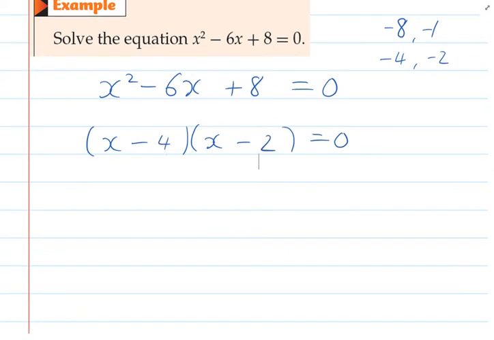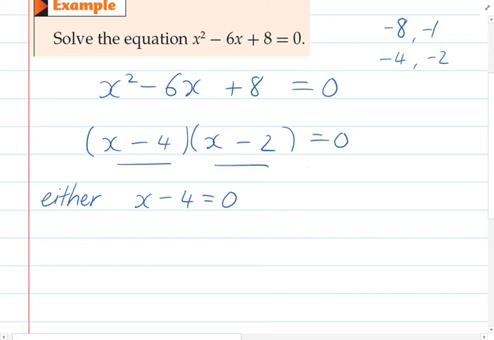Okay, so remember from last time, once we get to here, we've got that either-or statement to say either our first bracket has to be equal to 0, because we've got two things multiplying to make 0, or our second bracket has to be equal to 0. And so now we're going to solve each bracket independently.